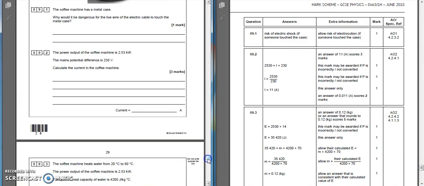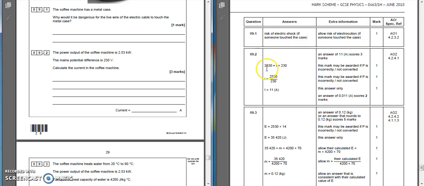For 9.2, the power output of the coffee machine is given to you along with the voltage. That should be a clue that we're going to work out the current. So power is the current times by the voltage. So write out your formula. There's the power, there's the current, there's the voltage.